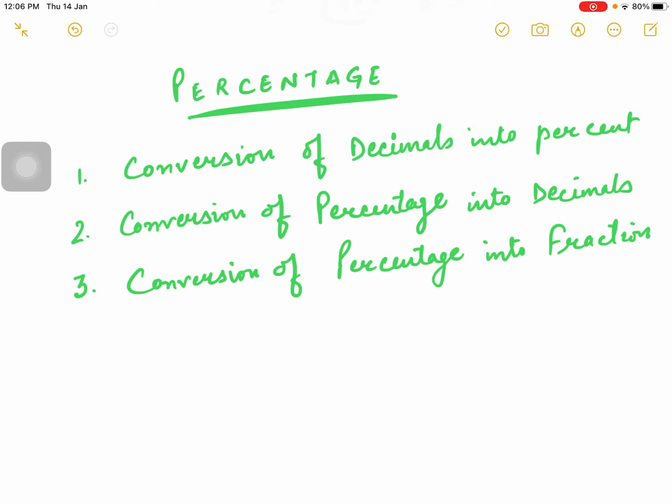Good morning, students. In the previous video, we continued the chapter comparing quantities, and we started a new topic for the chapter, that is percentage. Today we are going to learn these problems: conversion of decimal into percent, conversion of percentage into decimals, and conversion of percentage into fractions.